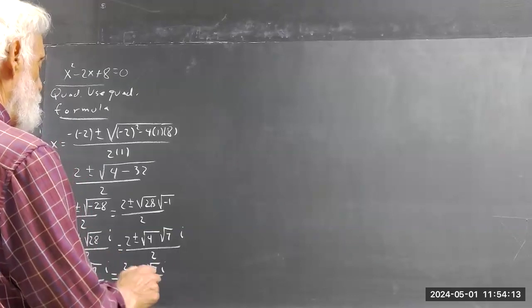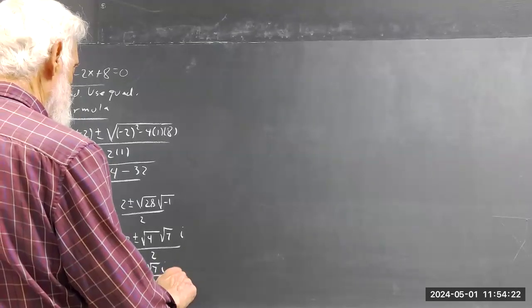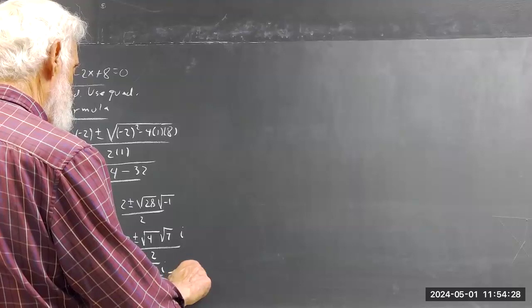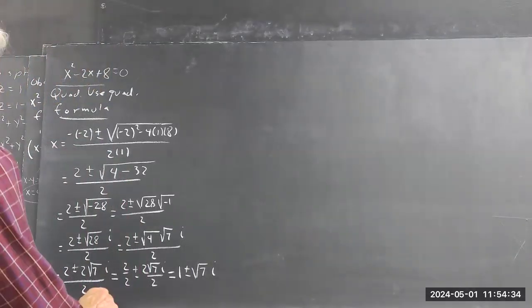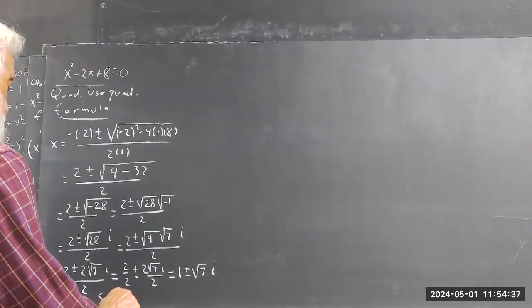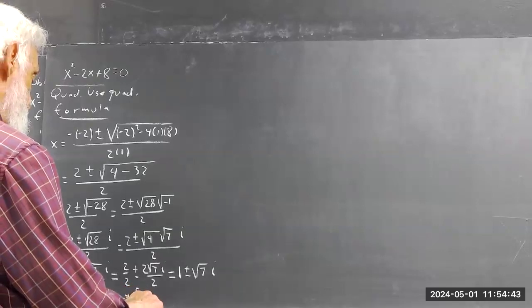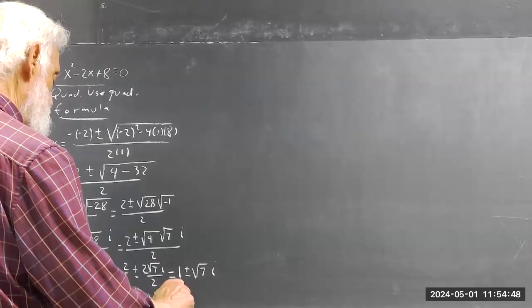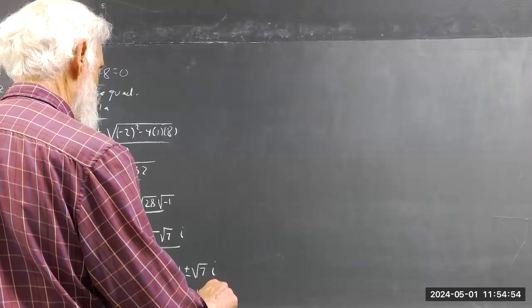Well, the 2 divides the 2. It doesn't just go away. A lot of people say that goes away because it cancels. That's another reason I don't like the word cancellation. 2 divided by 2 is 1. 2 divided by 2 here is 1. And there we have it. The solution set is 1 plus the square root of 7 times i, 1 minus the square root of 7 times i.